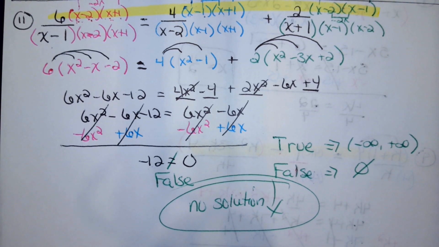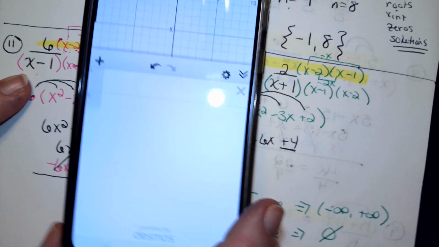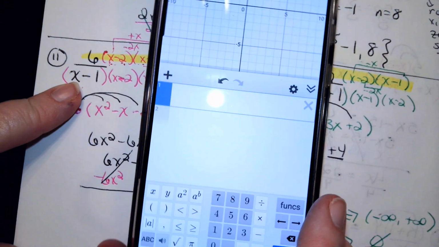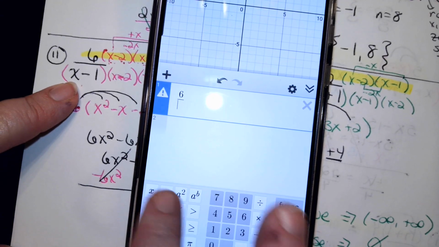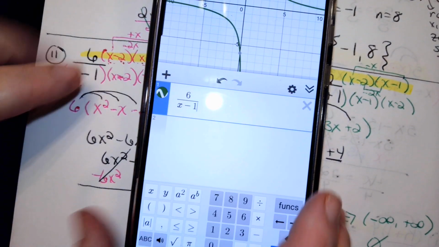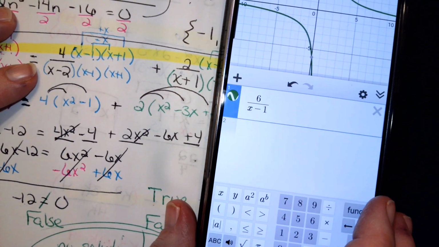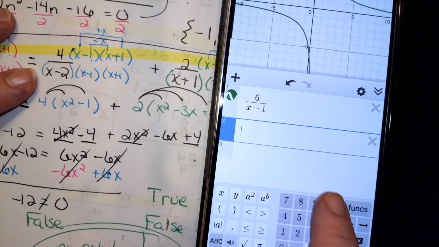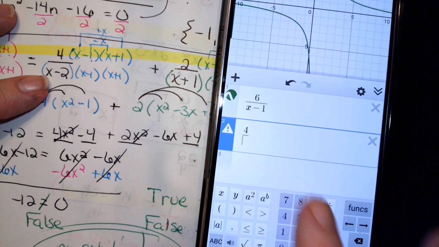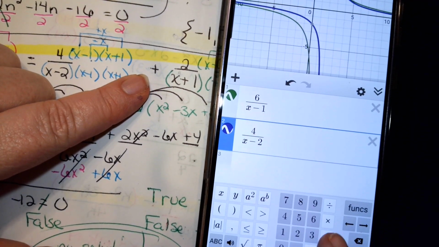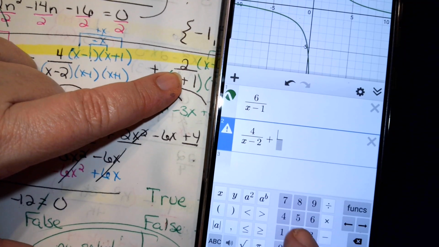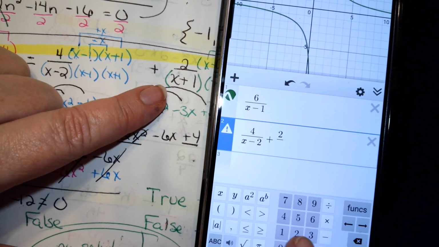Now, let's see what this looked like on Desmos real quick, and then we'll be done. So make sure you got Desmos open and practice it with me. All right. On the left side, and we're just going to do the original problem. We've got 6 divided by x minus 1. On the right side, we've got 4 over x minus 2 plus 2 over x plus 1.